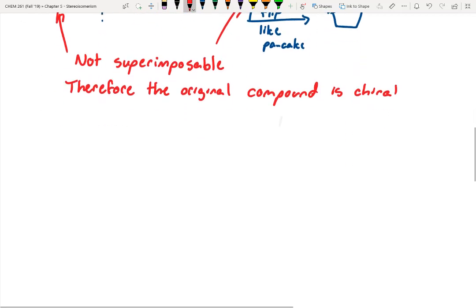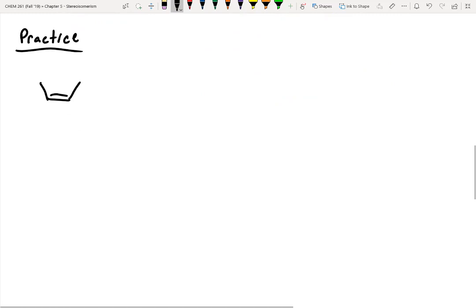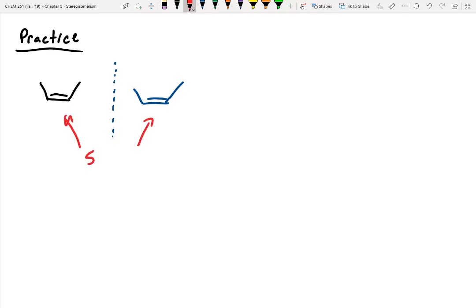All right, let's do one more. Let's do this one, a little bit different. Alkene. So we got a double bond there. Would this be a chiral compound? Let's try it. So mirror image, I'll draw like that. I'll draw the mirror compound in blue. Are these the same? I'd say they're the same, right? We could overlay these atom for atom. Therefore, these are not chiral. So it does get a little bit tricky.